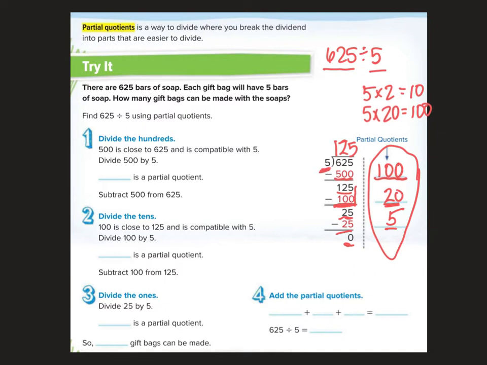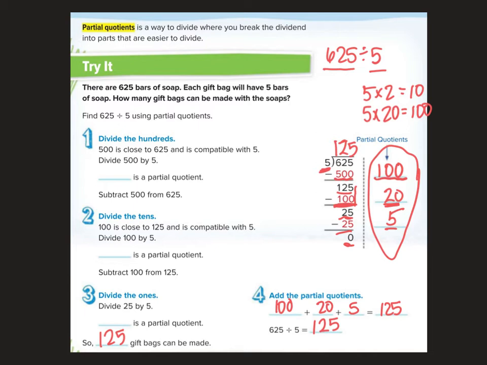Let's see. Then 100 plus 20 plus 5 equals 125. So 625 divided by 5 is 125. So 125 gift bags can be made.